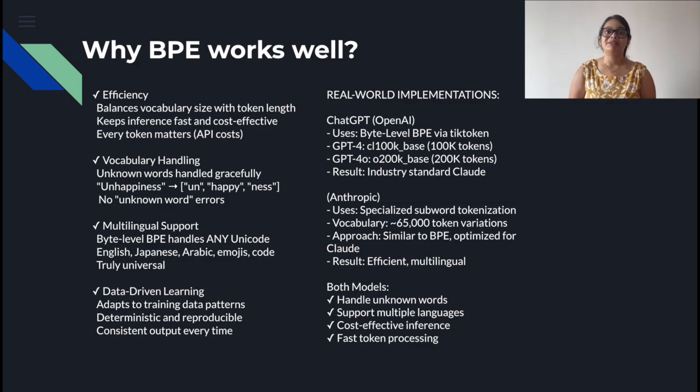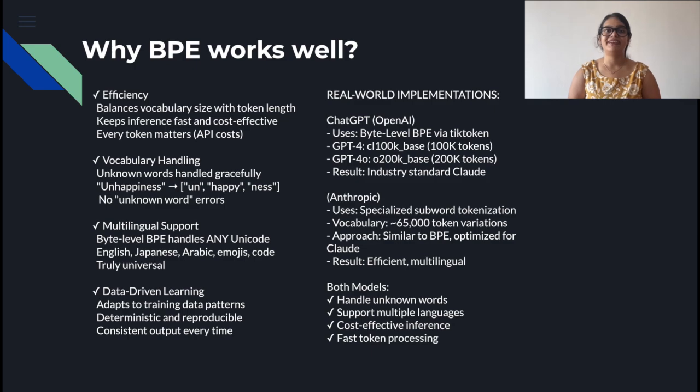Now, ChatGPT uses byte level BPE optimized through a library called TikToken, which we have discussed already in the last video. GPT-4 uses cl100k_base, that is 1 lakh base tokens. GPT-4o uses o200k_base, that is 2 lakh tokens.